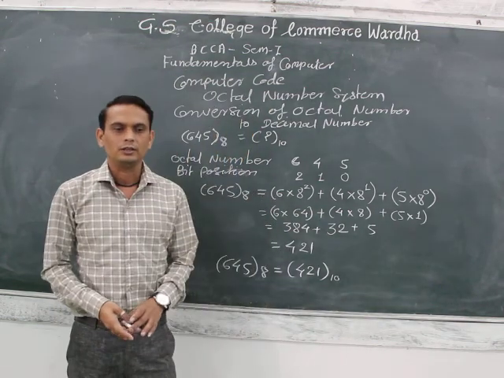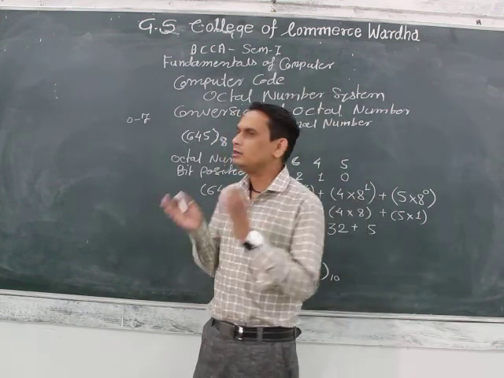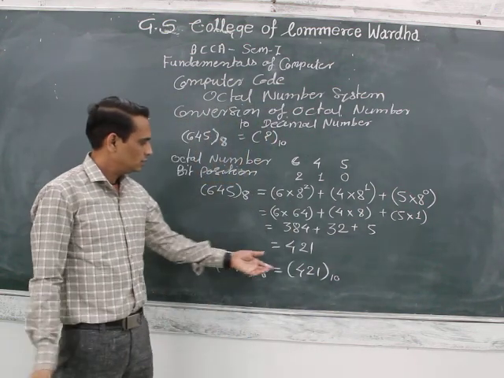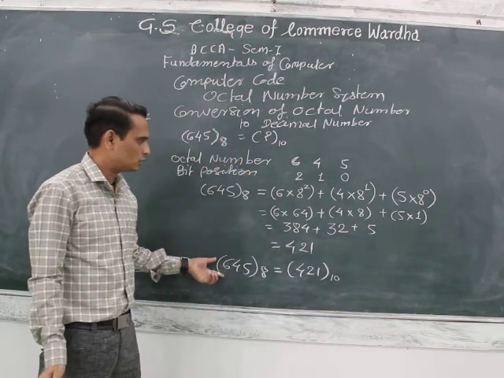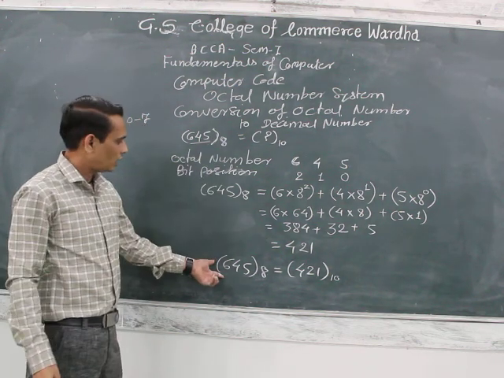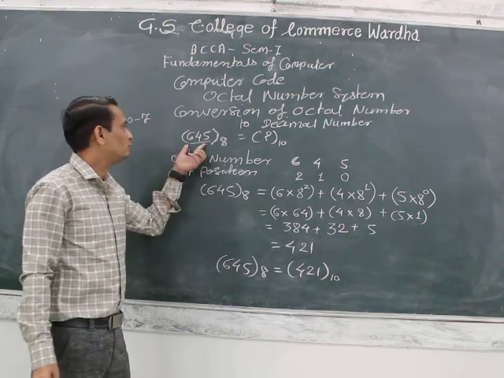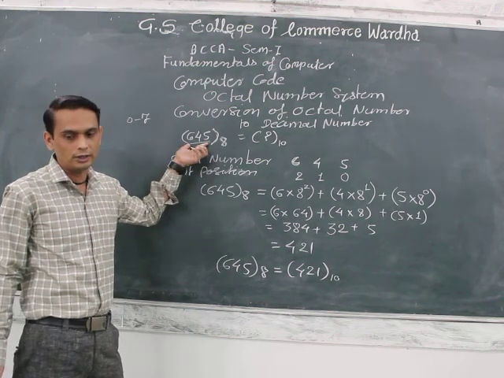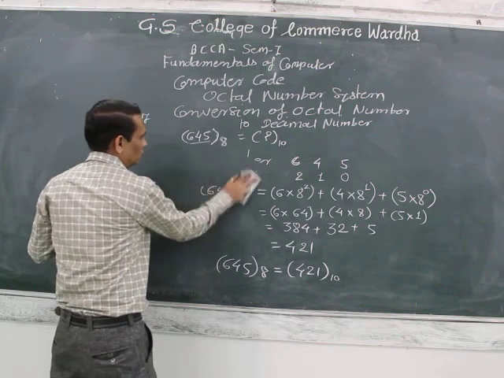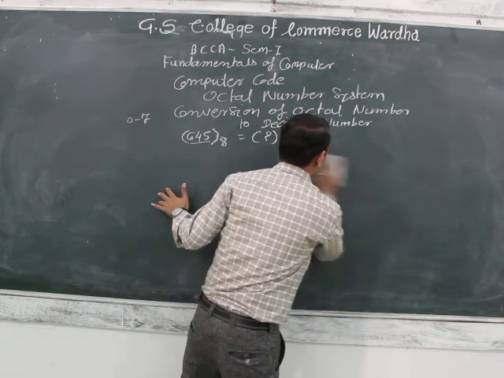Next, the conversion of decimal number to octal number. We converted the octal number to decimal. Now we can convert this decimal number into octal. We can check: we have 421 as a decimal number. Does 421 equal 645 in octal? We can check it by converting the decimal into octal.